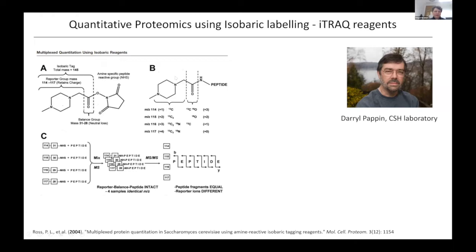And then what we have here is a different distribution of heavy isotopes between different parts of this reagent that's then attached to the peptide. Some of these heavy isotopes can be incorporated into this ring structure here as carbon-13 isotopes. Or alternatively, they can also be incorporated into the carbonyl group itself by either labeling the carbon as carbon-13 or labeling the oxygen as oxygen-18, or a combination thereof. And that essentially allows us to distribute heavy isotopes either between this group here, which is called the reporter ion, or this balancer group, while leaving the overall mass of the reagent the same.